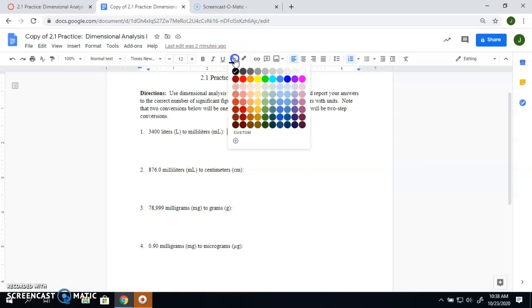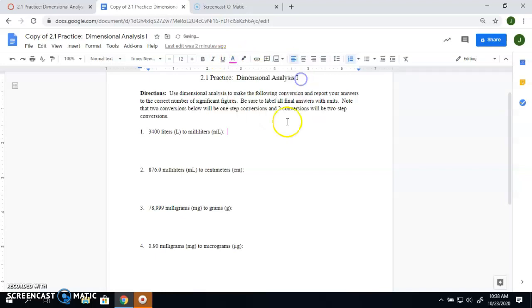Let me change the color of my text. In this first one, we're asked to go from liters to milliliters. Because it goes from liters to milliliters, this is going to be a one-step conversion. And there's your plan for that. Because we've got one arrow, you're going to need to set up one fraction.